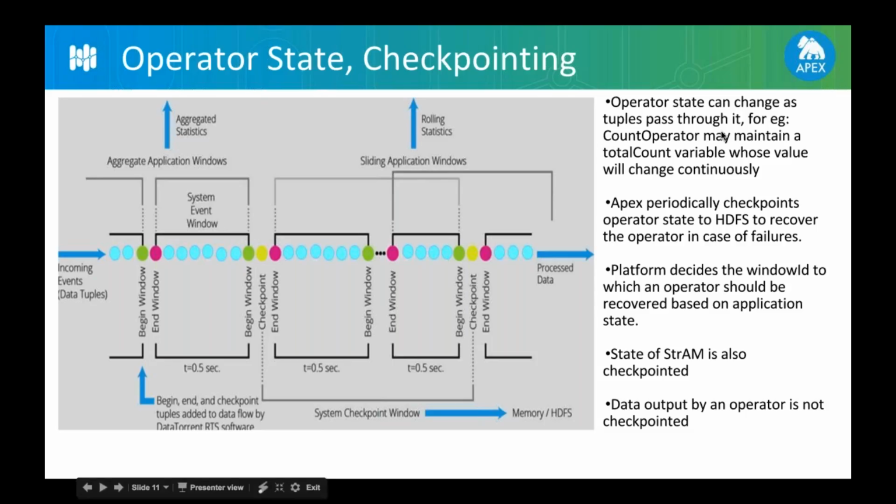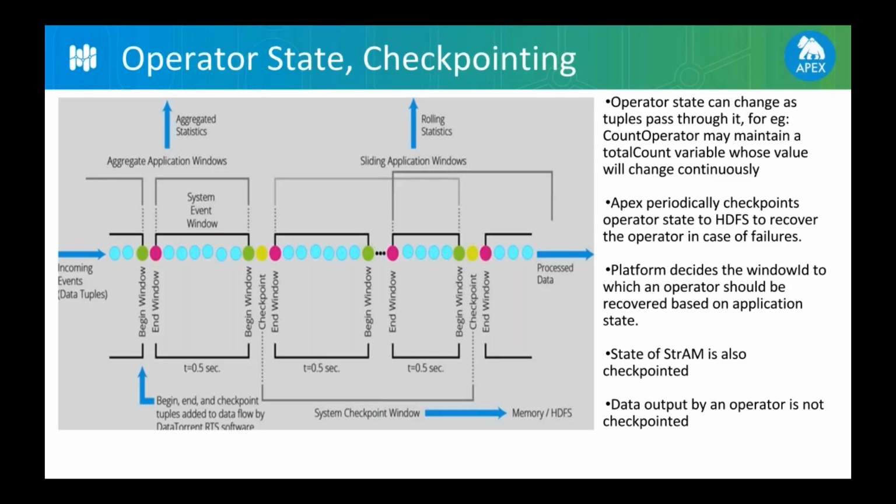For example, suppose we have a simple count operator which is maintaining the total count of the number of tuples which have come in. It would have counted, say, lakhs of records, so the current count might be 1 million. If at this point of time this operator fails and has to be recovered, we would like to continue counting from 1 million itself. This is the state of that operator, and this state is periodically checkpointed by Apex. Also, since we are dealing with the application itself, right?